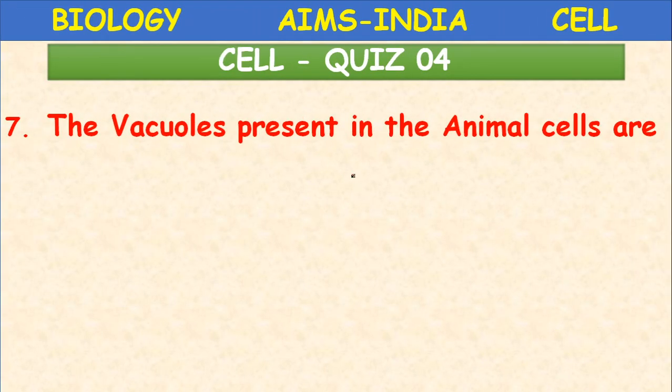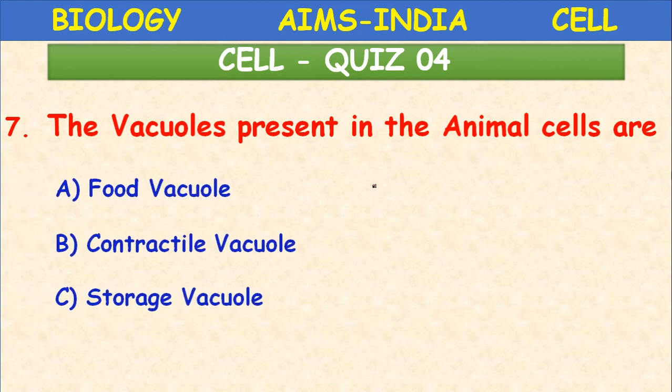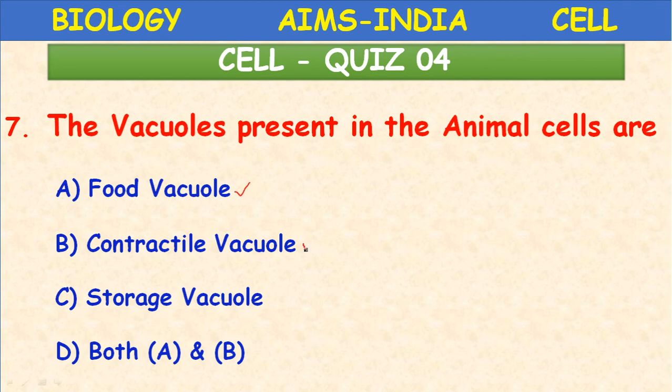Next, the vacuoles present in the animal cells are: food vacuole, contractile vacuole, storage vacuole. What are the vacuoles present in the animal cells? Yes, food vacuole and contractile vacuole. So the answer is D, both A and B.